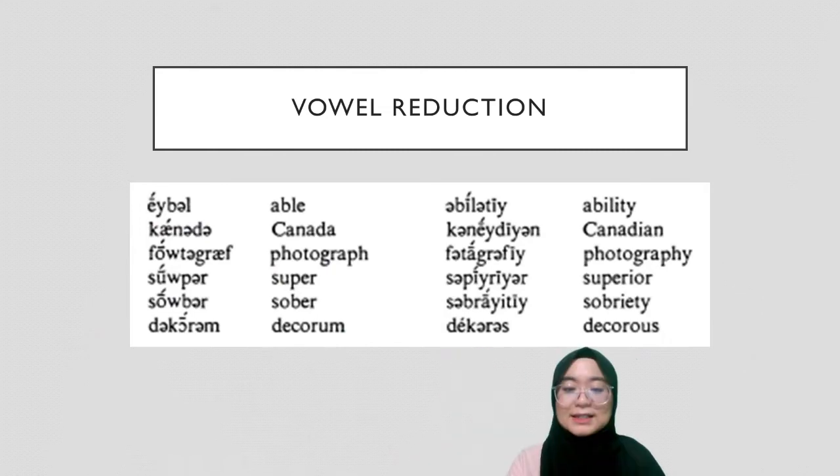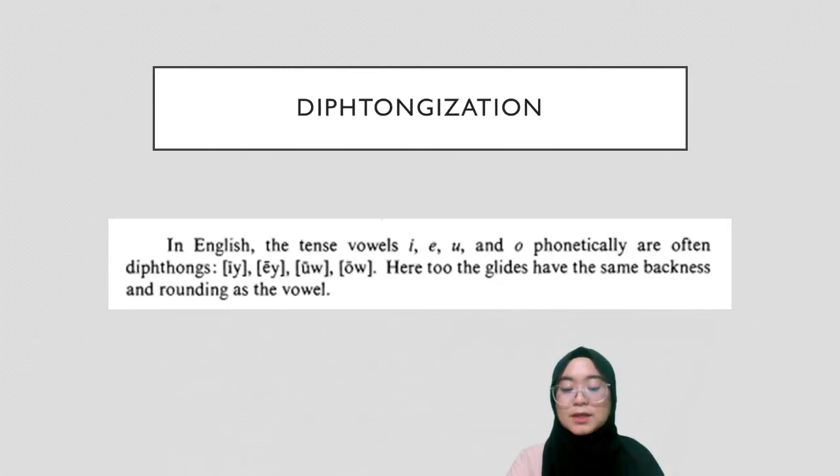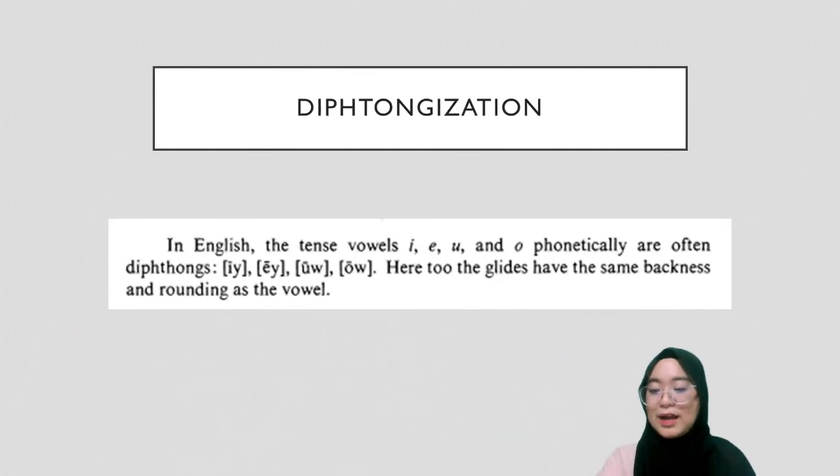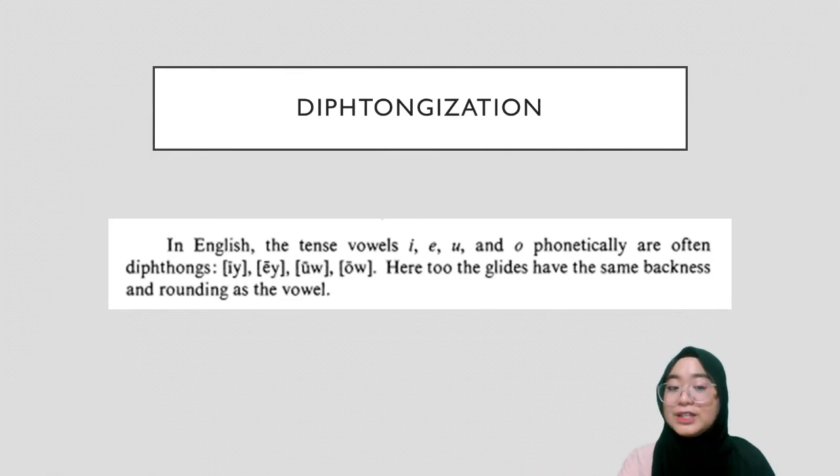The next is diphthongization. It is very common for Indonesian language, but for English, the tense vowels E, I, E, U, and O phonetically are often diphthongs. So E pronounced as E with Y, I with E, A, U, and O. Here too the glide has the same backness and rounding as the vowel.